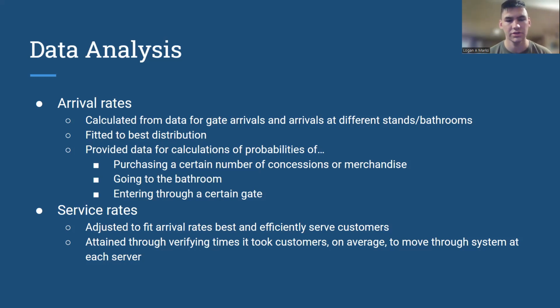Other ones are just going to the bathroom, or entering through a certain gate, or going from their certain gate to their respective section. Not all fans came in the gates closest to their section. Some of them would come into gate A and then go completely across the stadium to where their section is. So we had to calculate the probabilities that they would go to those areas.